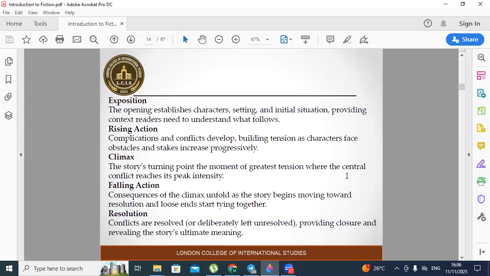Resolution: conflicts are resolved or deliberately left unresolved, providing closure and revealing the story's ultimate meaning. Resolution doesn't always mean a happy ending. It means a story reaching a stable point where readers understand outcomes and significance.